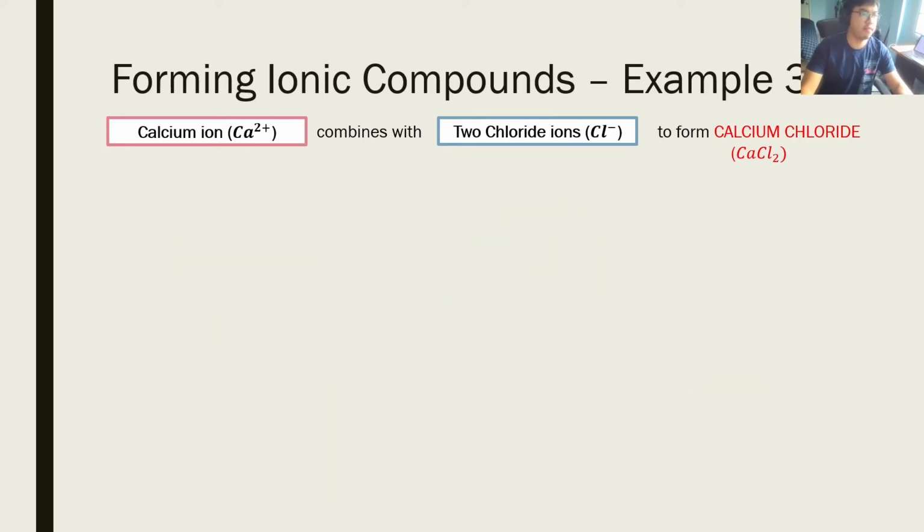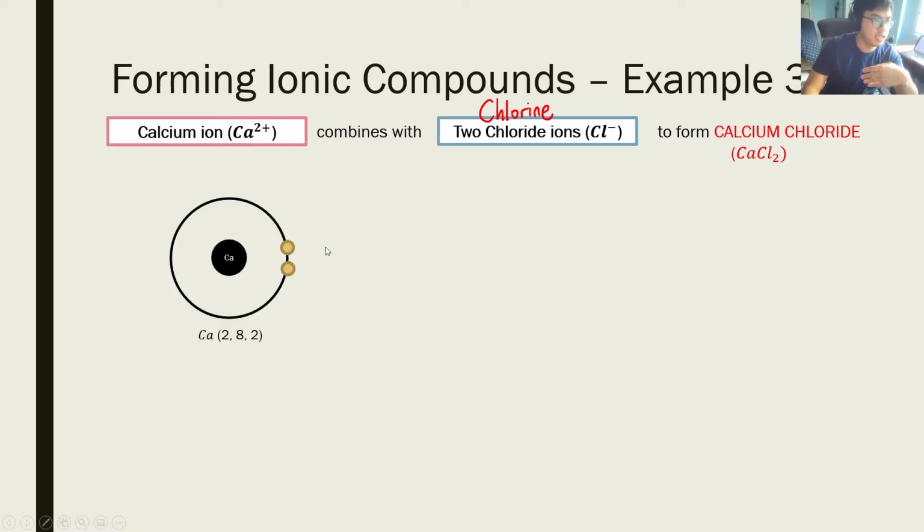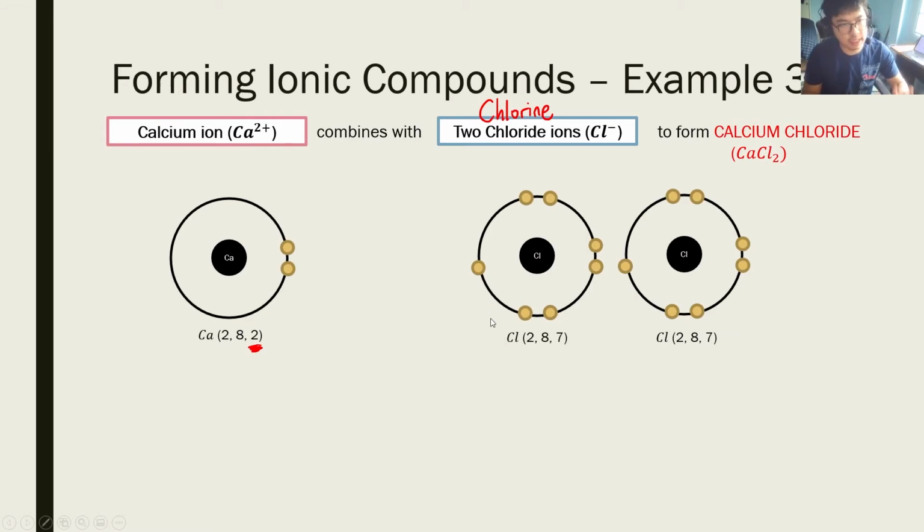Example 3, you have calcium ion combined with 2 chloride ions, Cl-, to form calcium chloride. So chloride is just another name for chlorine. So this is a bit different. This is what a calcium atom looks like. It has 2 electrons in the outermost shell, so we only draw 2. And chlorine, you need 2 chlorine for this. You must use 2 for this combination to happen. So here you have the first chlorine and the second chlorine, and both of them have 7 electrons in the outermost shell. So that's why we only draw 7 electrons there.